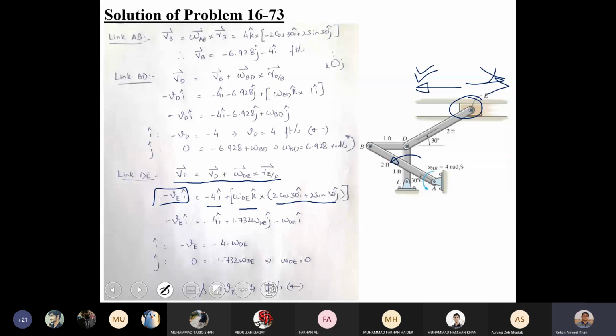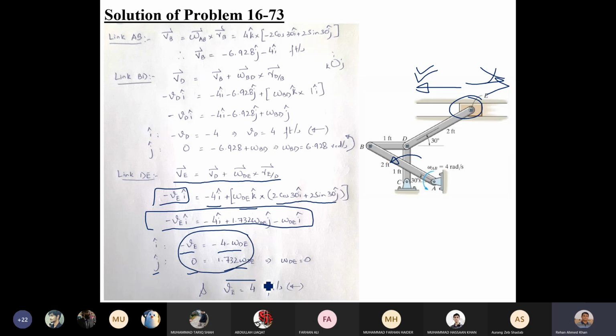So now taking this cross product, hamare paas jo final equation aayegi, that would be of the form minus VE i equal to minus 4 i plus 1.732 omega DE j minus omega DE i. Now once you compare the i and j coefficients, the i coefficient on the left side is minus VE, on the right side it is minus 4 minus omega DE. Similarly, the j coefficient is 0 and 1.732 omega DE. So solving these two equations would give you the value of VE to be equal to 4 feet per second towards the left. So this is how you are going to determine the velocity of this piston E at the instant shown. Is it clear to all of you?